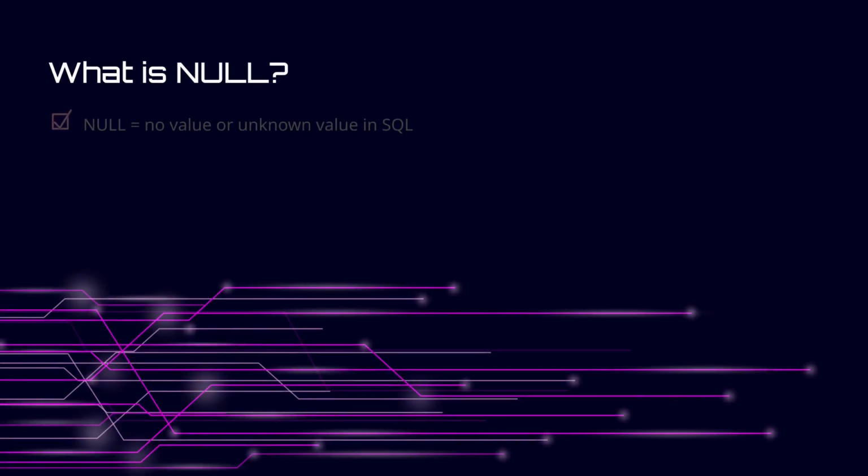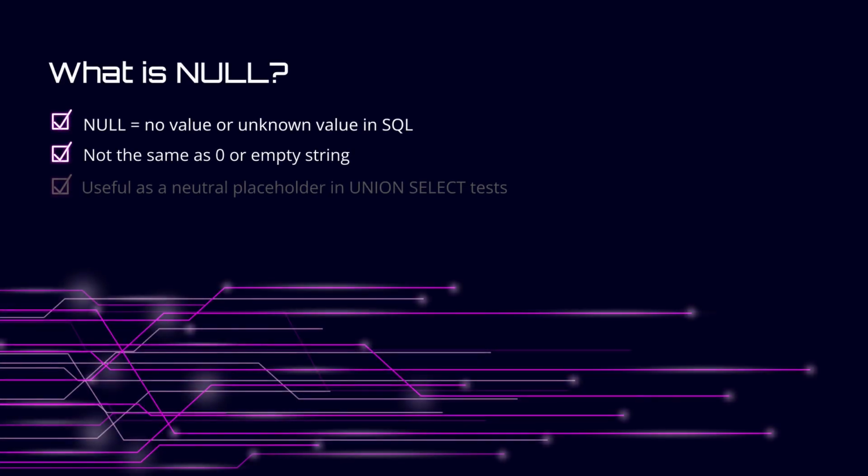Quick note, in SQL, null means no value or unknown. It's not the same as 0 or an empty string, those are actual values, whereas null means nothing is stored. Because null can fit into any column without needing a specific data type, like text, number, or date, we use it as a neutral placeholder during discovery. For example, union select null, null, this helps us test how many columns the original query has.